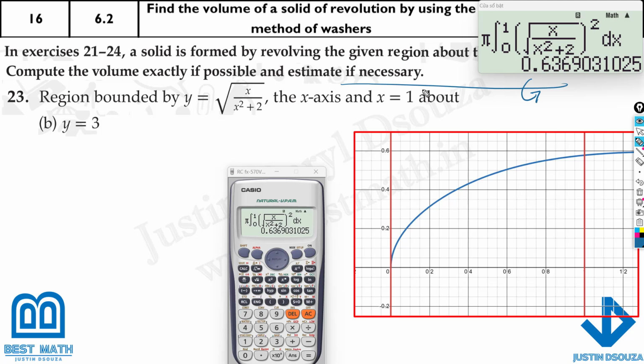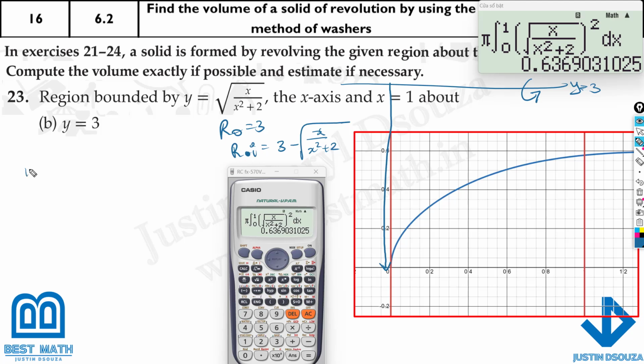Now you have to do outer radius and inner radius. What's the outermost radius? It's 3. R_O is equal to 3. What is the inner radius? It's the same thing: 3 minus the equation, that is 3 minus square root x over x squared plus 2. Why? Because from here to the outermost it is 3 itself, but then you're subtracting whatever is coming in, because it's along this particular line, at y is equal to 3.